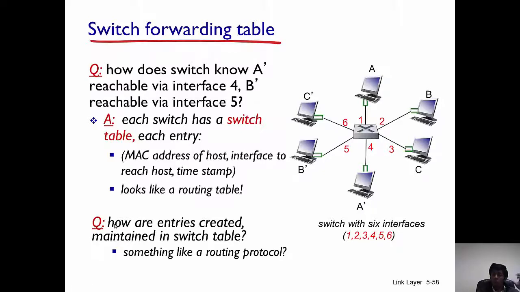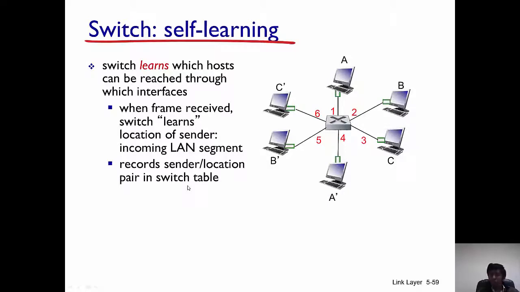The next question is, once it's clear that a switching table can be created, how are these entries created in the table? Does the switch use something like a routing protocol? Actually, the protocol that the switch uses is different from a routing protocol. Switches are self-learning. A switch learns which hosts can be reached through which interfaces when these hosts transmit frames, and each time a switch receives a frame, it records the sender and the interface through which that sender can be reached. Let's look at this for an example.